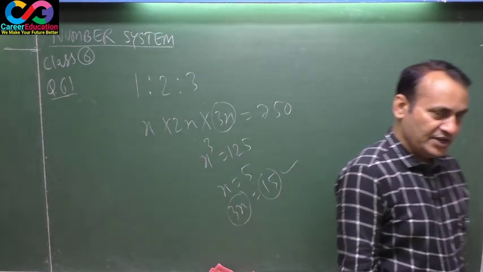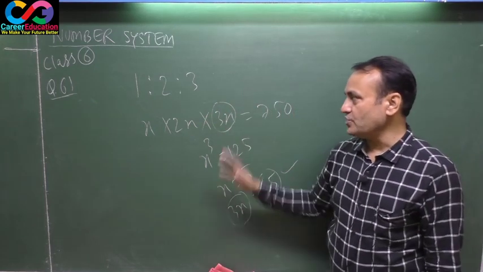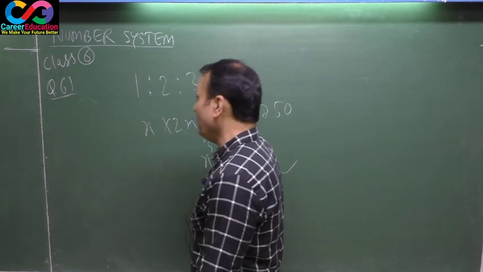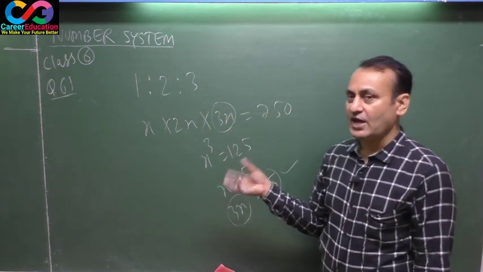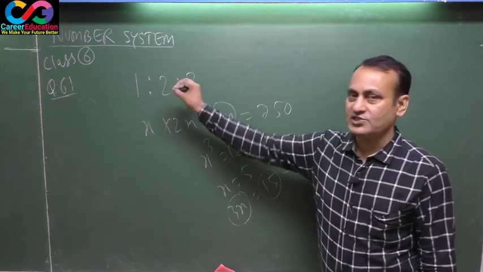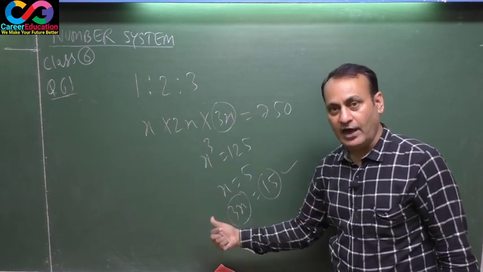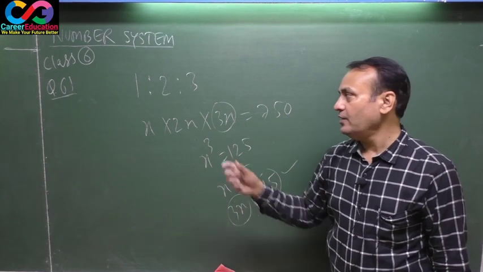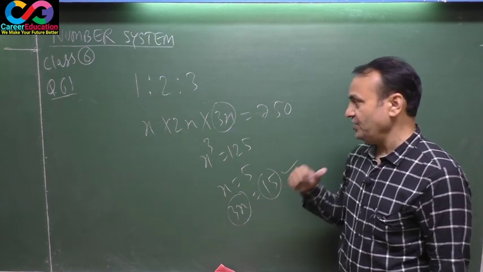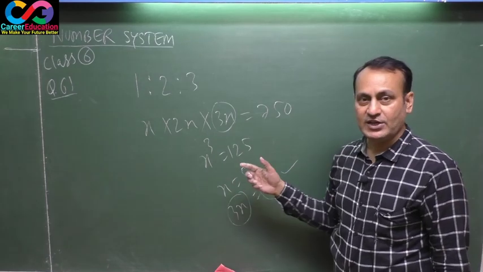If the numbers are in ratios and the question says to add, you can proceed without x. If the question says the difference of two numbers in the ratio, proceed without x. But whenever the question says numbers are in the ratio and the product is given, you must assume x. That means first number is x, second is 2x, third is 3x. Then multiply, equal to the given value, and after calculation get the value of x. Then what is the demand of the question? The biggest one. That's why you pointed out 3x equals 15 here. Had it been the smallest among them, x equals 5 would have been your answer.